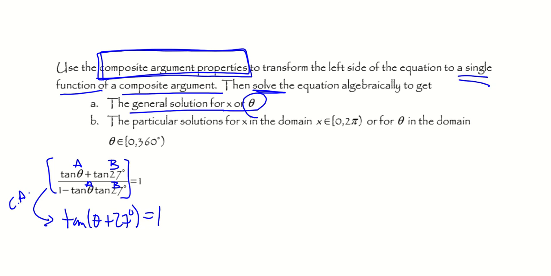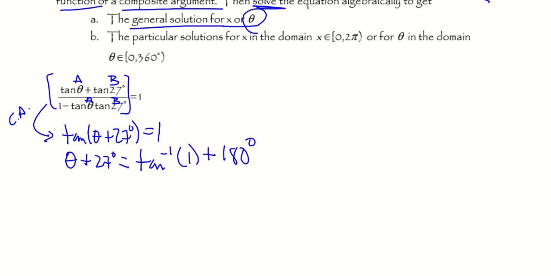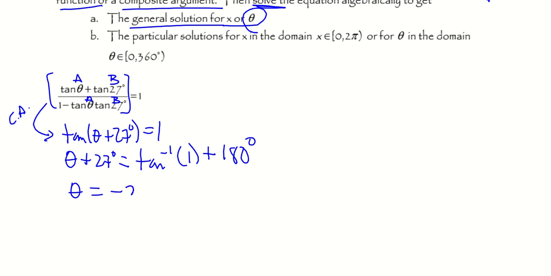So to get rid of the tangent, we're going to do the arctangent, and we know that the argument of that tangent will equal the arctangent of 1, which is the inverse tangent of 1, plus, since we're in degrees, 180 degrees. Solving for theta, we're going to subtract 27, so we get theta equals negative 27 degrees plus my inverse tangent of 1 plus 180 degrees.